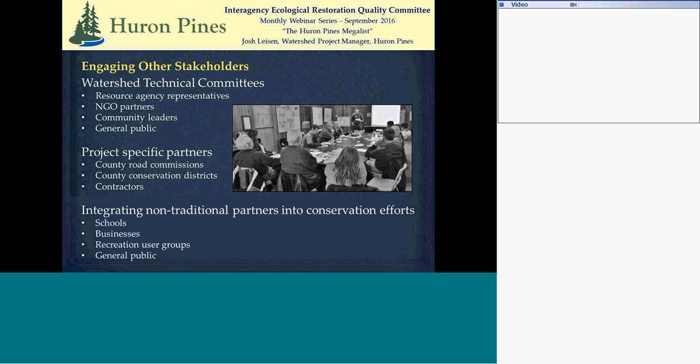And finally, there are many and often unpredictable benefits of engaging non-traditional partners in conservation efforts. For example, engaging local K-12 students in pre- and post-project monitoring activities adds value to a project while providing place-based education opportunities for students. Engaging business owners, landowners, and recreation groups in watershed planning meetings has also added a lot of value to our conservation efforts.